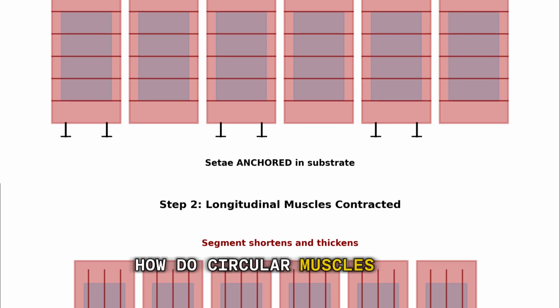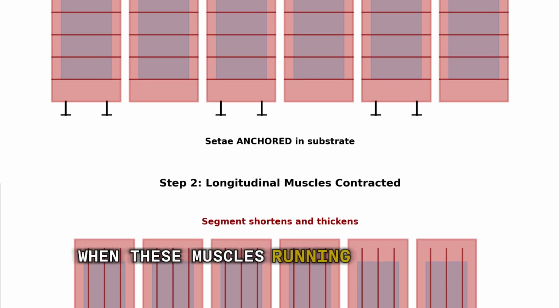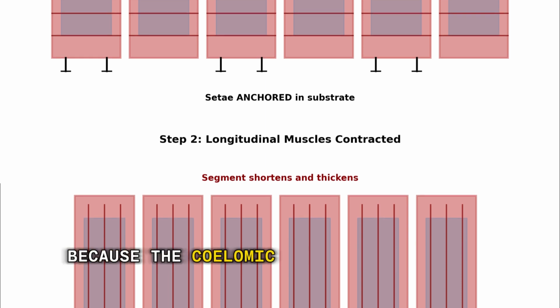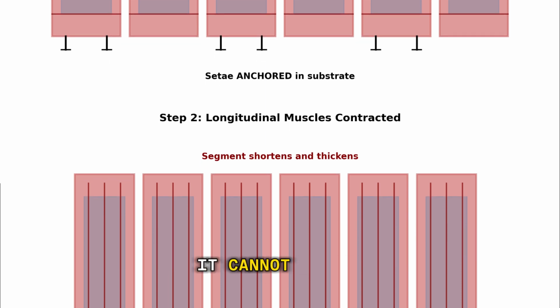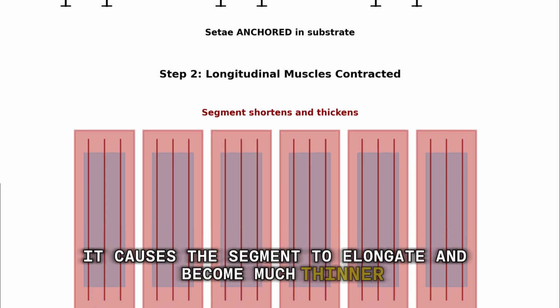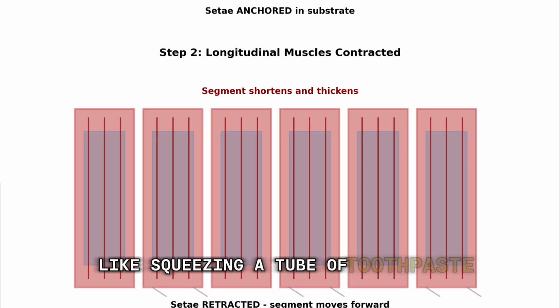How do circular muscles work? When these muscles running around each segment contract, they squeeze the segment. Because the coelomic fluid is trapped by the septa, it cannot escape. Instead, it causes the segment to elongate and become much thinner, like squeezing a tube of toothpaste.